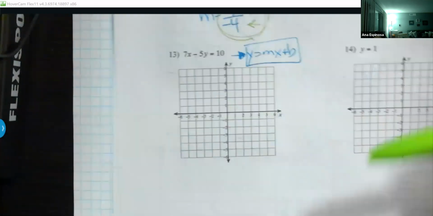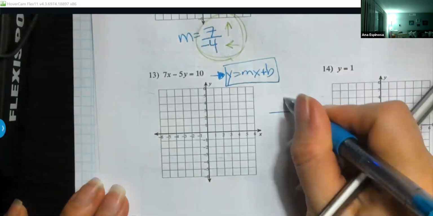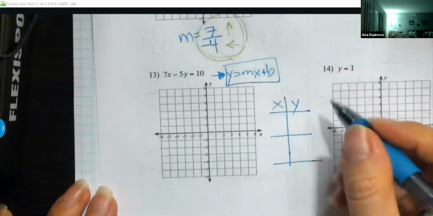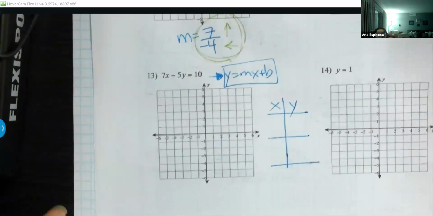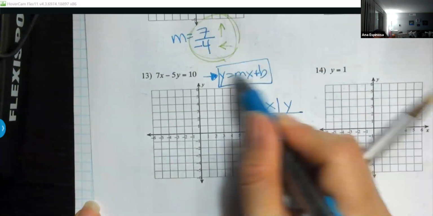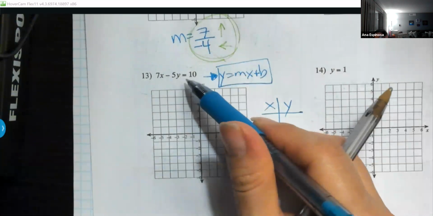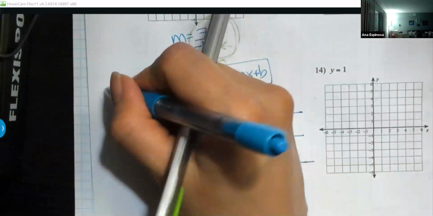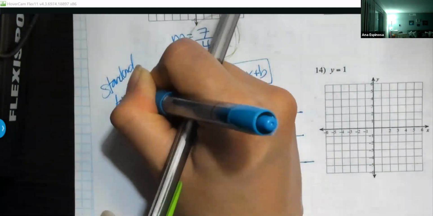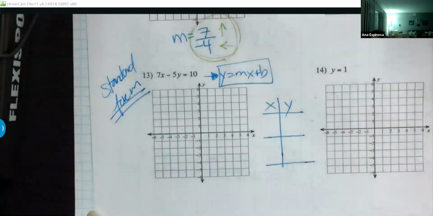So in this case, we might want to try the intercept table, which basically says, okay, I don't want to move it, and I'm not going to put it in this format. I'm just going to use what I have. This is called standard form. The easiest way to graph a standard form is by doing a table.